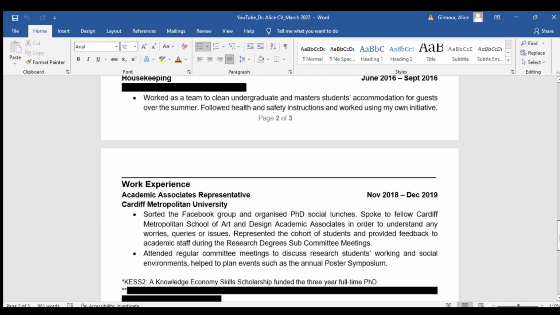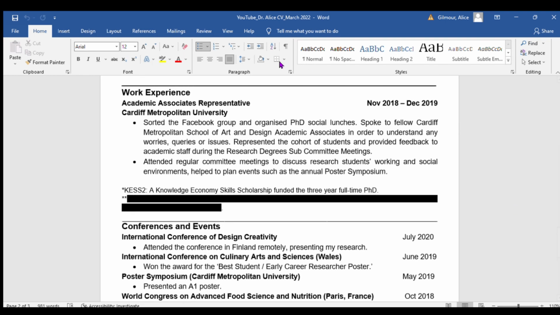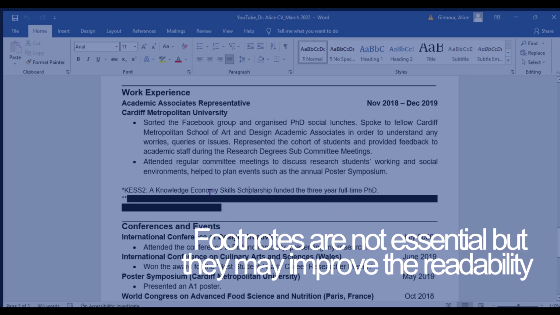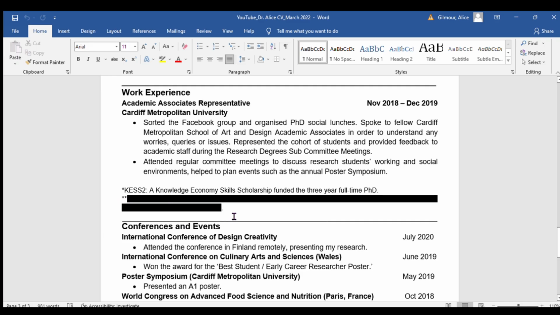And then sort of a bit of work experience. So this was during the PhD. I was an academic associate representative, and I've got 2 bullet points explaining what I did there. And then further up, I have got little stars to give more detail. So the PhD was funded by Test 2, and then the 2 stars further up was me talking about the company that I was working with, which I've actually blanked out for this.